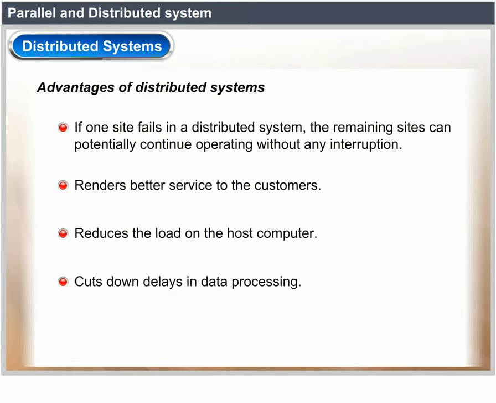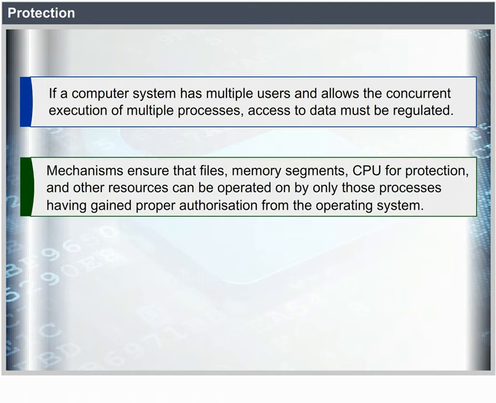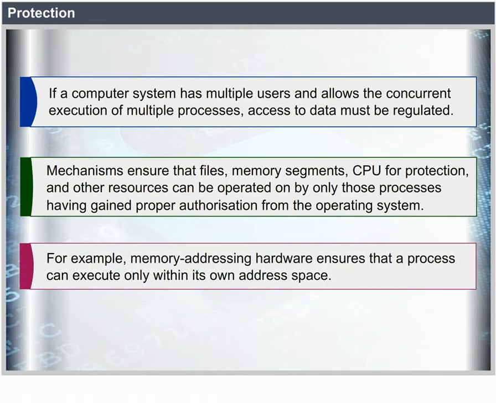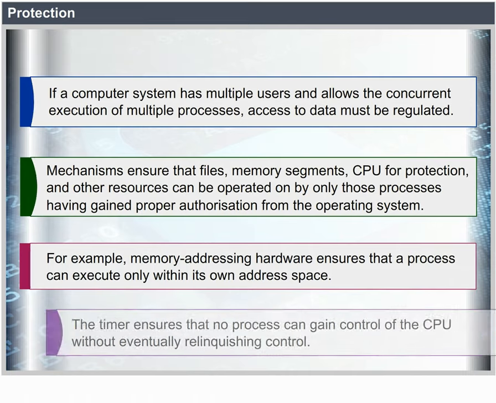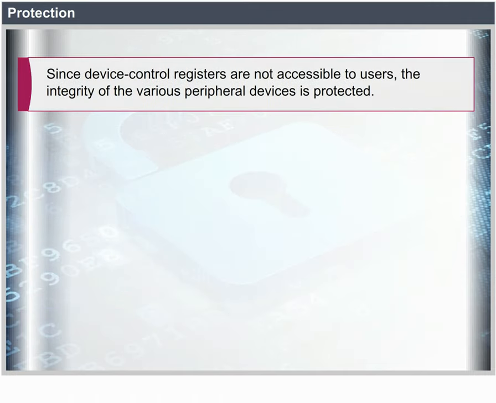Protection. If a computer system has multiple users and allows the concurrent execution of multiple processes, then access to data must be regulated. For that purpose, mechanisms ensure that files, memory segments, CPU, and other resources can be operated on only by those processes that have gained proper authorization from the operating system. For example, memory addressing hardware ensures that a process can execute only within its own address space. The timer ensures that no process can gain control of the CPU without eventually relinquishing control. Device control registers are not accessible to users, so the integrity of the various peripheral devices is protected.